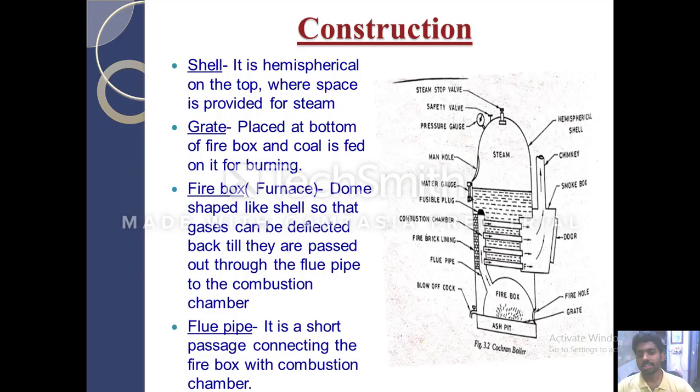Shell. It is hemispherical on the top, where space is provided for the steam. Grate is placed at the bottom of the firebox, and coal is fed on it for burning. Firebox: it is a dome shaped structure, so that gases can be deflected back till they are passed through the flue pipe to the combustion chamber. Flue pipe: it is a short passage connecting the firebox with the combustion chamber.